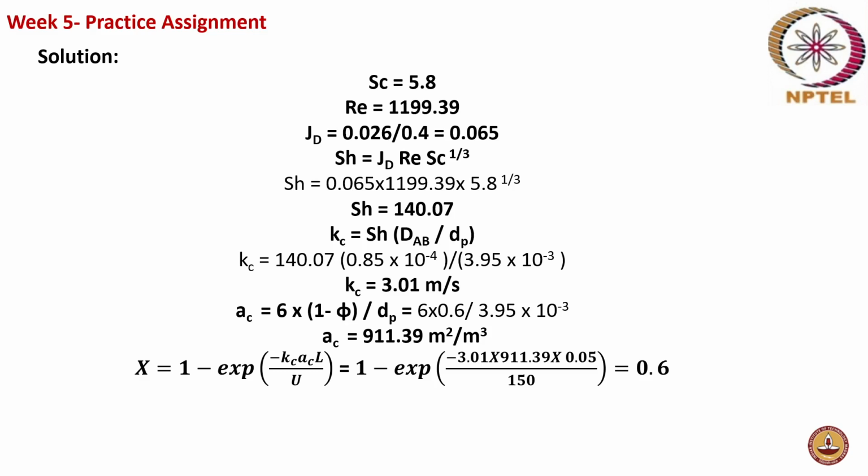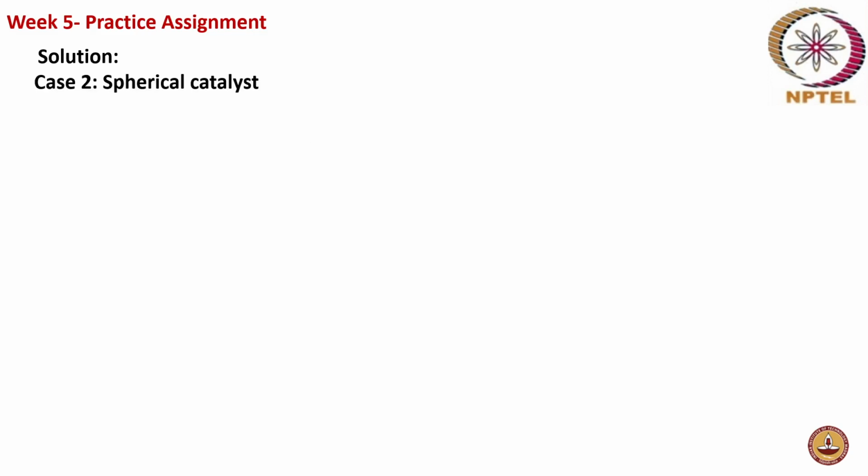So there is a difference in conversion obtained using the Thoenes-Kramers correlation and the Colburn correlation. Thoenes-Kramers gave 0.63, whereas here it is 0.6. There is a minor difference. Now case 2. We are replacing the cylindrical catalyst particle by a spherical catalyst particle.